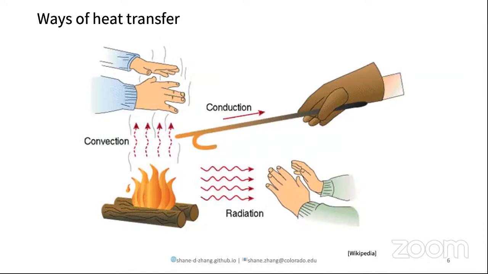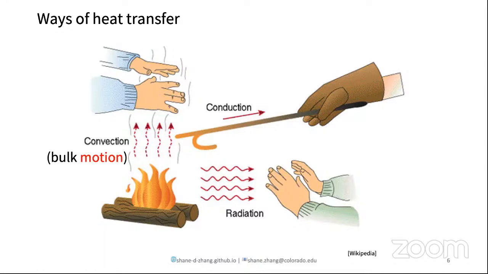Since we are interested in temperature, it will be helpful to take a look at how heat can be transferred. It turns out there are three basic ways. Imagine there's a campfire here, and if you put your hands above the fire, you can feel the hot air rising towards your hands. This is because when the air is heated up, its density becomes smaller and it becomes lighter, so it tends to rise up. This way of heat transfer by the motion of air is called convection.